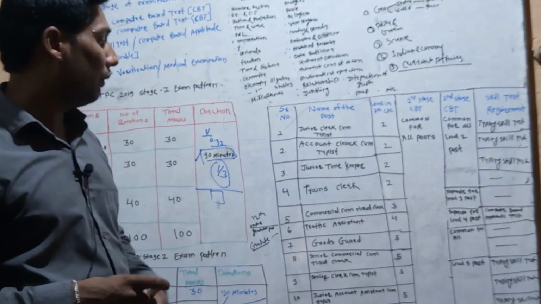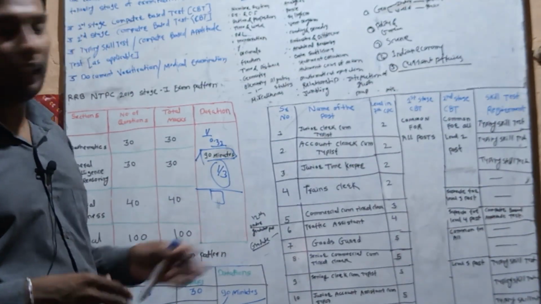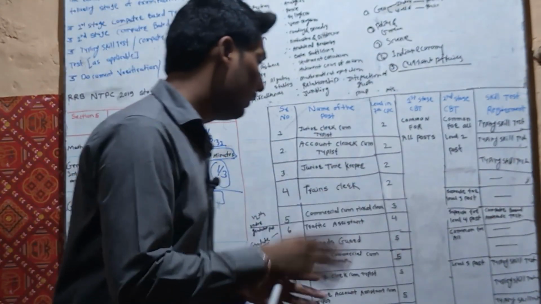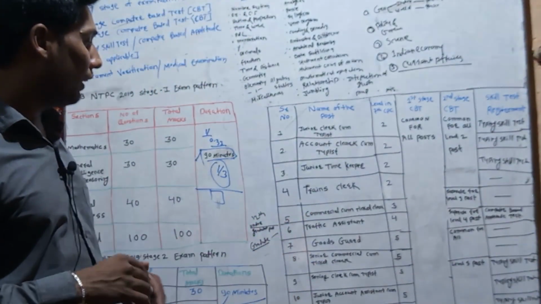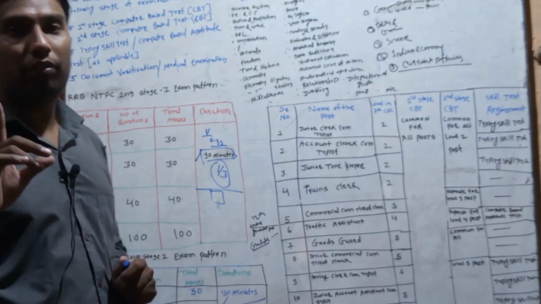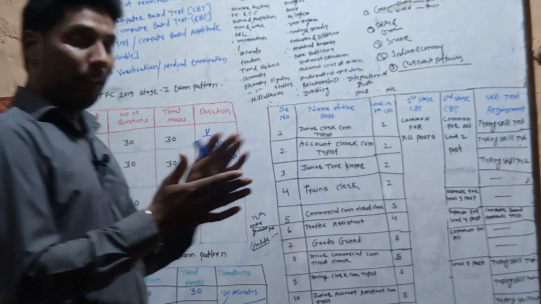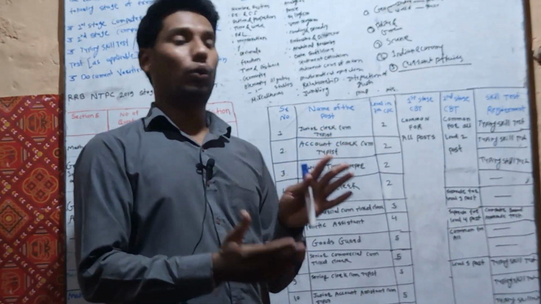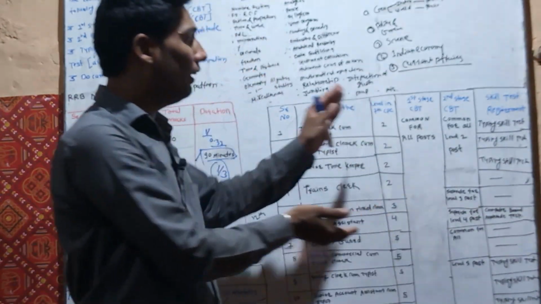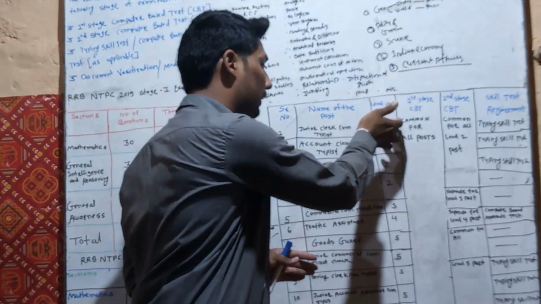Then 8, senior commercial cum ticket clerk, there are also first stage and second stage, and there is no computer based test. After that, senior clerk cum typist, there are level 5 posts. This level carries the highest pay. I have also mentioned the levels in the 7 CPC examination.